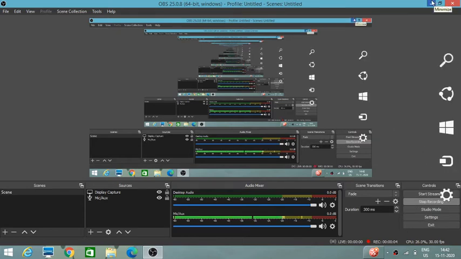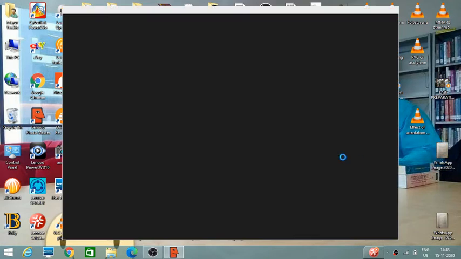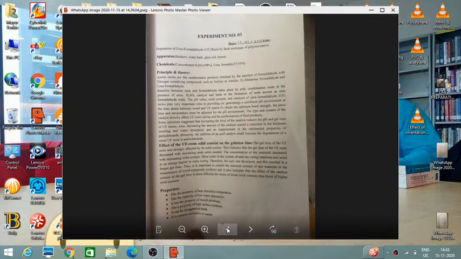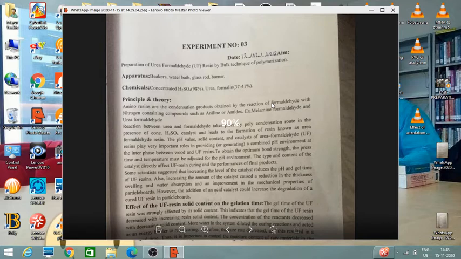Okay, class, let us study the practicals one by one. Since our theory is over, the only thing that's left is practicals. So, first, let us do this. Preparation of urea formaldehyde resin by bulk technique of polymerization. What you need: beaker, water bath, glass rod, burner. Chemicals: concentrated H2SO4, urea, formalin.